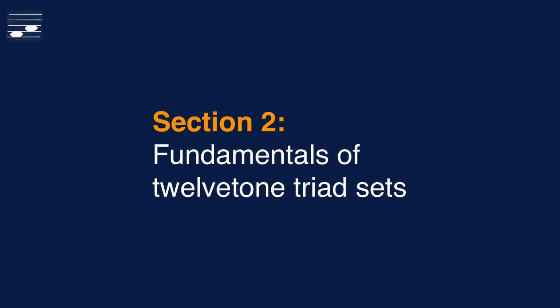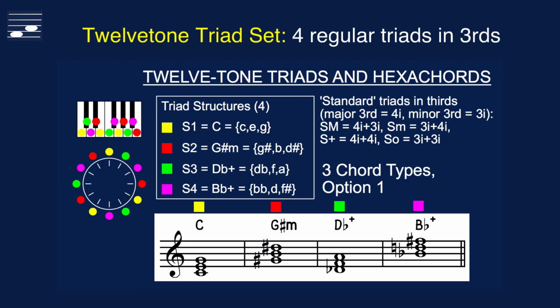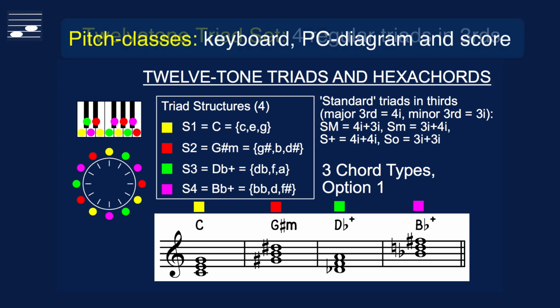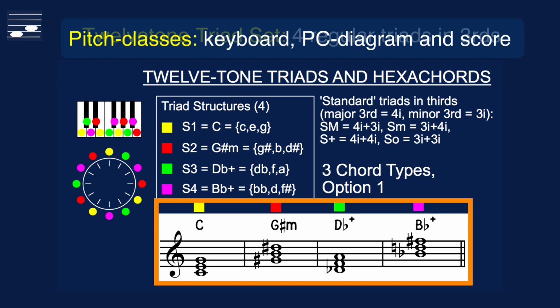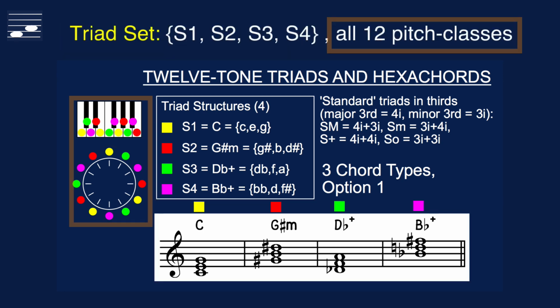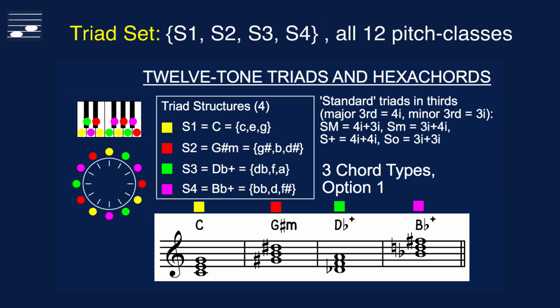Let's have a quick look at the creation of 12-tone triad sets, consisting of regular triads and thirds only, that is, the major, minor, augmented and diminished chord. The sets are shown in the keyboard and pitch class diagram on the left and in staff notation. The 4 triads must contain all 12 pitch classes from the chromatic scale. Here you see the example used in part 1, with 1 major, 1 minor and 2 augmented triads.